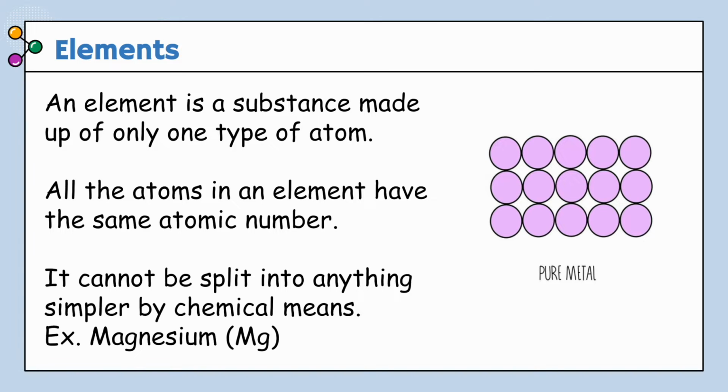So here is an example of a pure metal. The diagram is there and it shows all the atoms are the same.